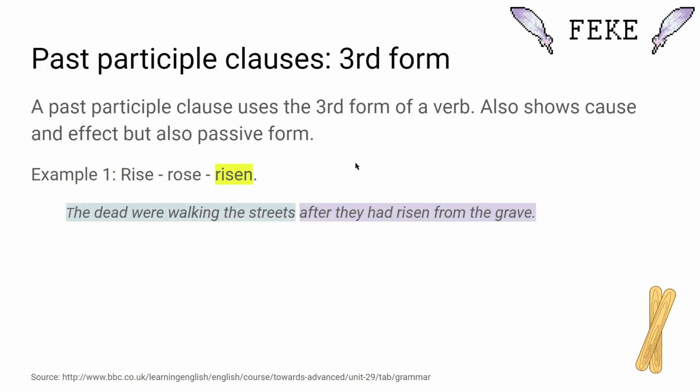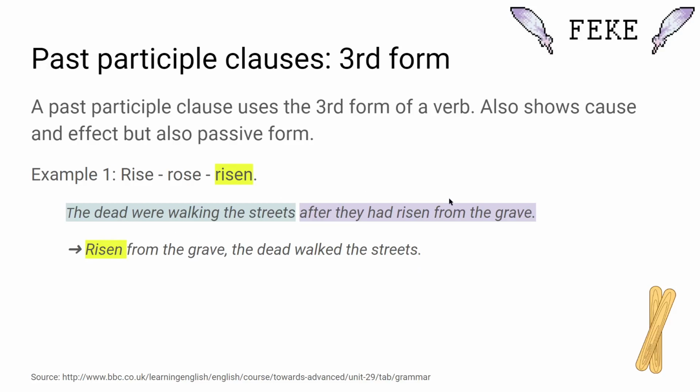And here we have a sentence where we have the independent part. So the dead were walking the streets. And then we have the dependent part here, where it says after they had risen from the grave. And now you can see that we have the same verb here from rise. We have risen. And similarly to what we did during the first part, we want to put that at the beginning of a sentence. It would look something like this. And it would then turn into risen from the grave, the dead walked the streets.